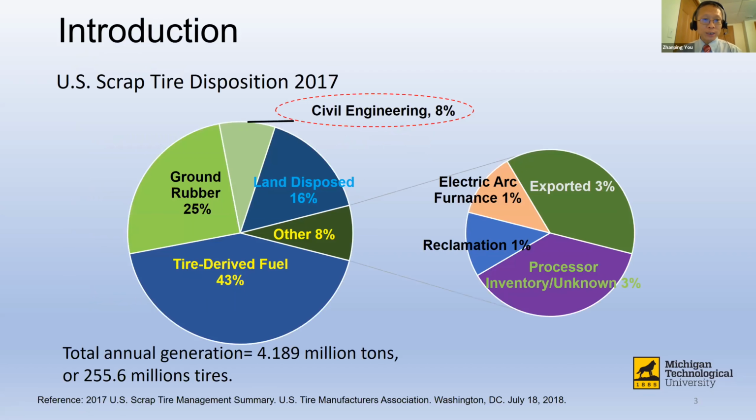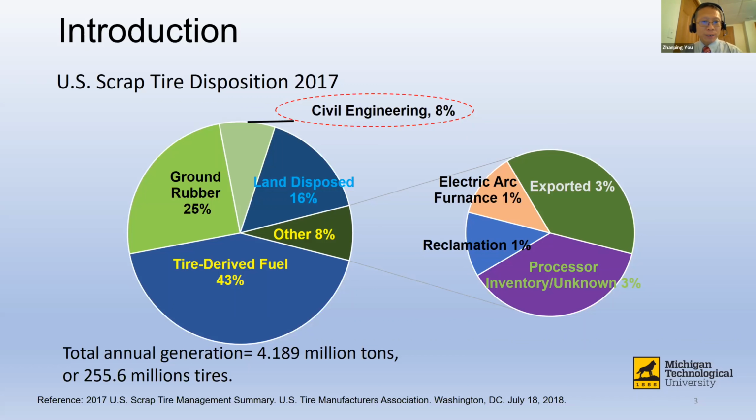The introduction part really starts with U.S. scrap tire disposition. So basically, every year, the U.S. generates about 4 million tons of tires, which is equivalent to more than 255 million tires. Of that, 43% are used as tire-derived fuel, which basically means they are going to be burned.